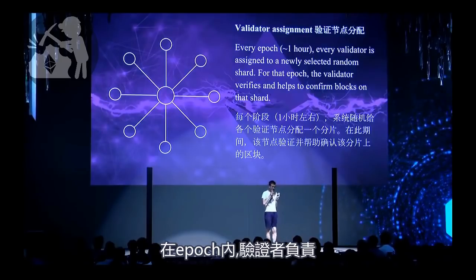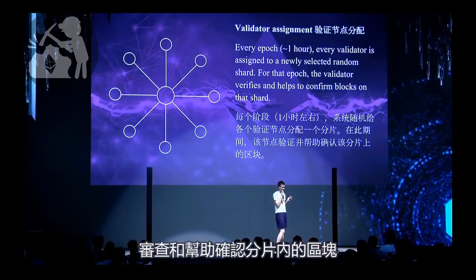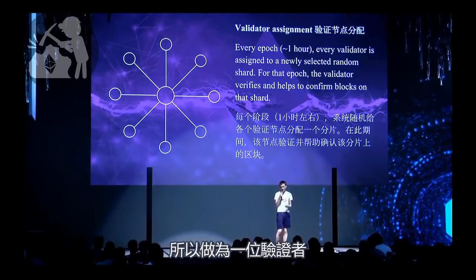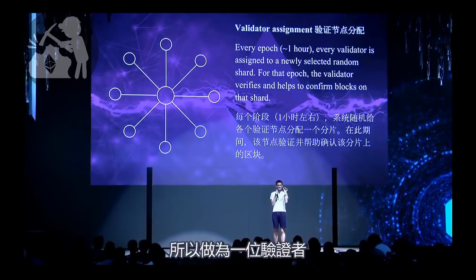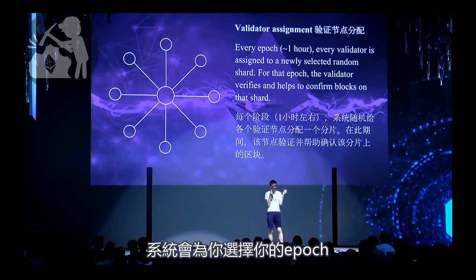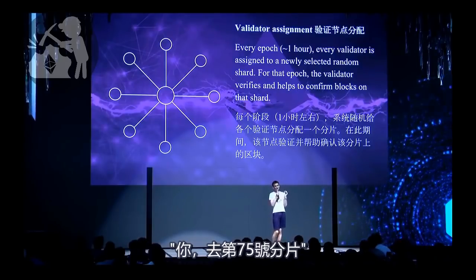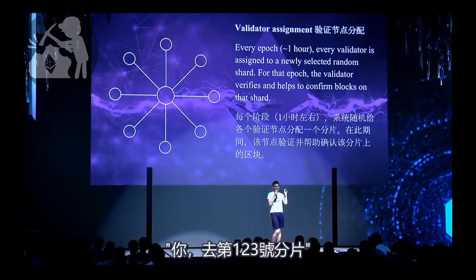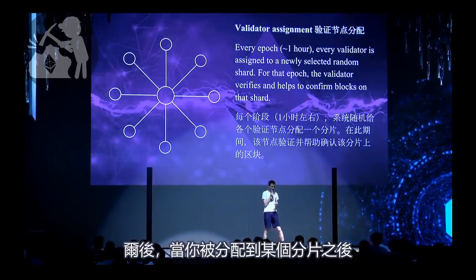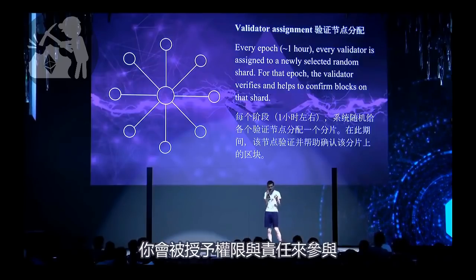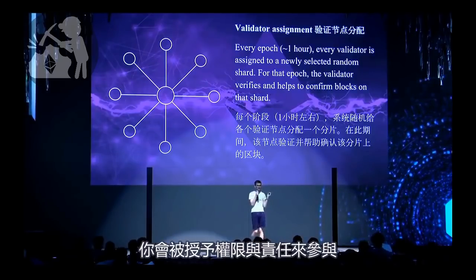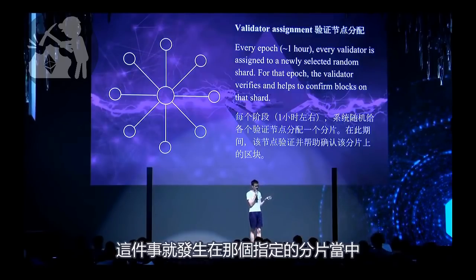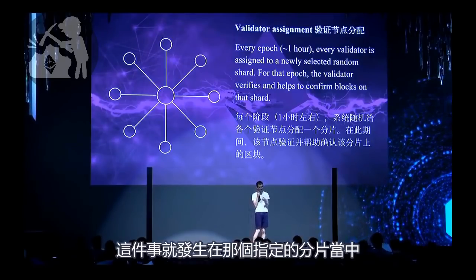During that epoch, the validator verifies and helps to confirm blocks that are on that shard. So you as a validator, you have some validator slot, and the system basically every epoch chooses for you. You go to shard 75 now, you go to shard 28 now, you go to shard 123 now. And when you're assigned to some shard, you are given the ability and the responsibility to participate in the block verification process that's happening on that particular shard.